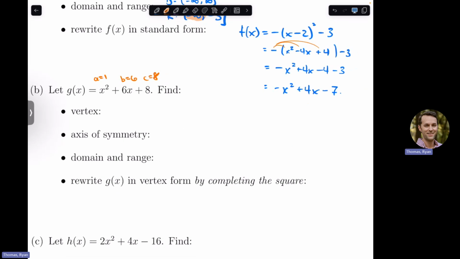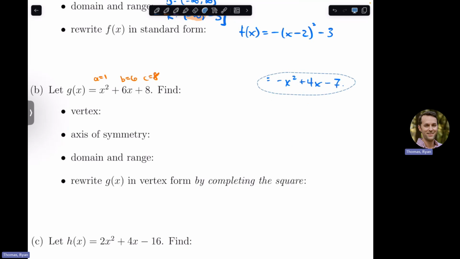So, some room here. The x coordinate of the vertex is negative b over 2a. What's b? 6. What's a? 1. And there's a 2 built in. So the x coordinate of the vertex is negative 3. Oh, okay. All right. That's good.